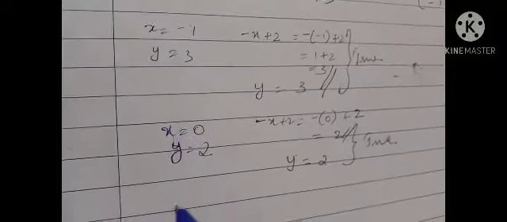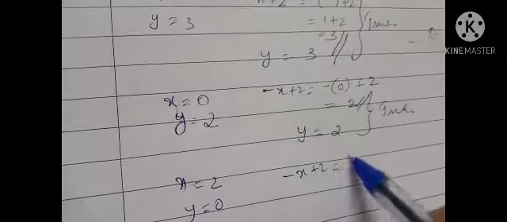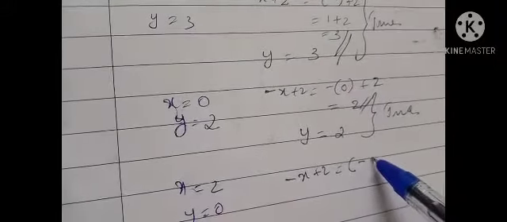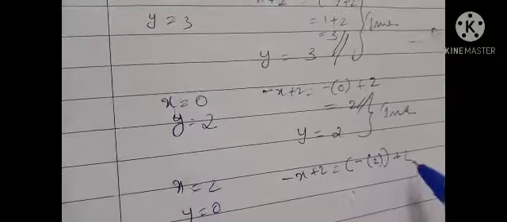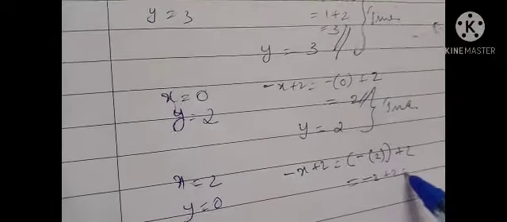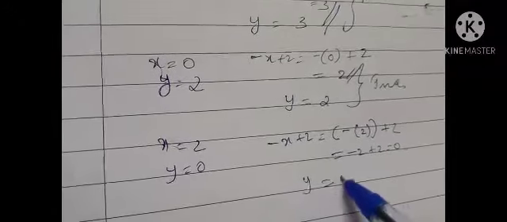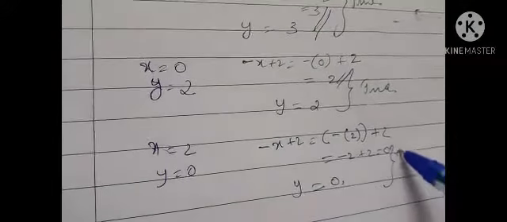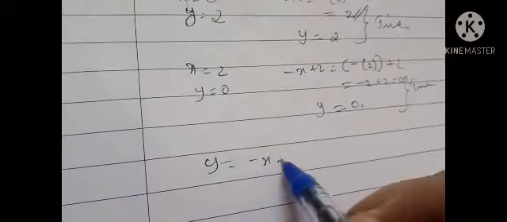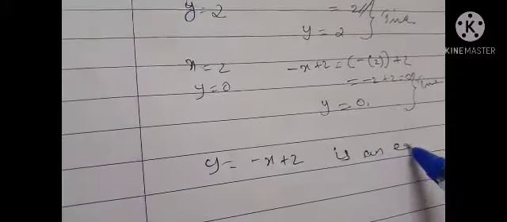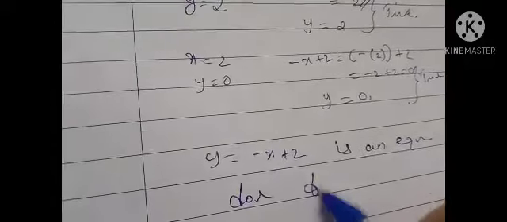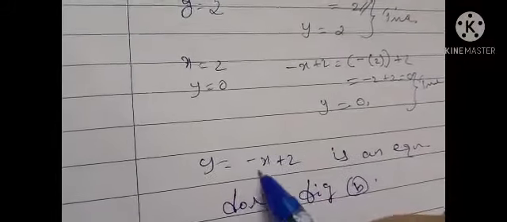Then for the third solution, x equal 2, y equal 0. So negative x plus 2 equal negative of 2 plus 2. That is negative 2 plus 2 equal 0. Then y is given as 0. Here these two are equal, so it is also true. Here the three conditions are true, so what we can conclude? y equal negative x plus 2 is an equation for the figure B.